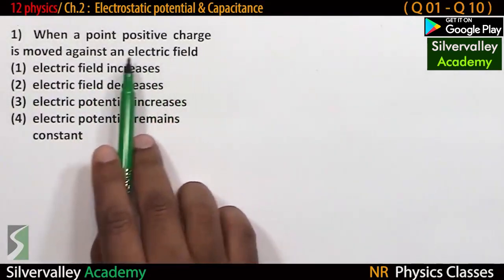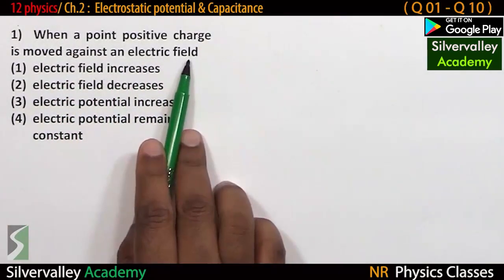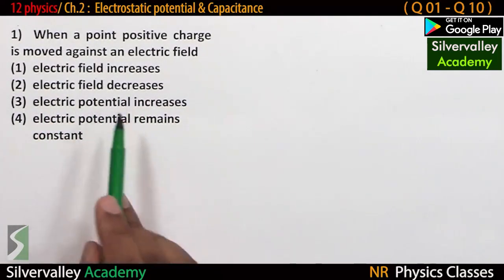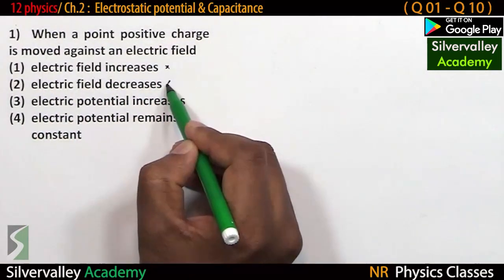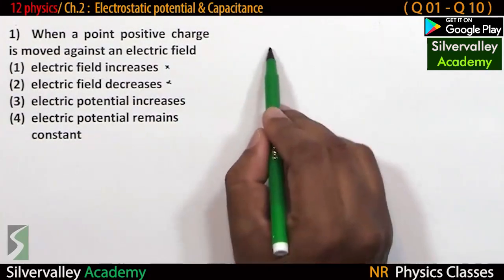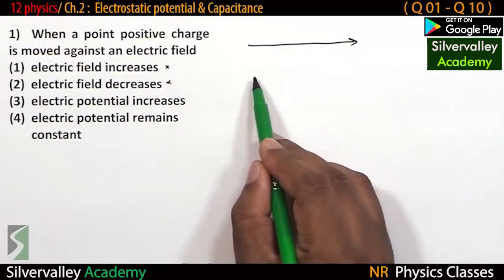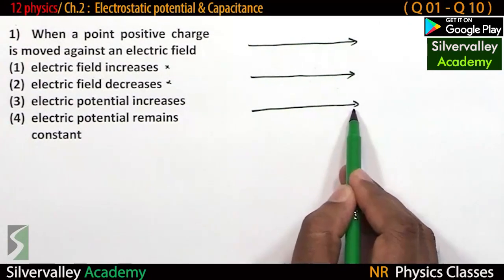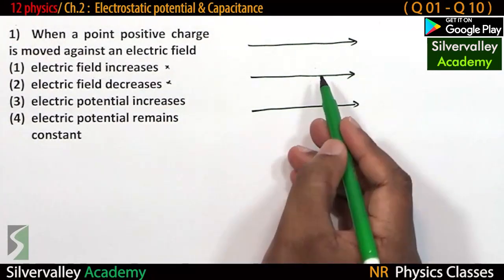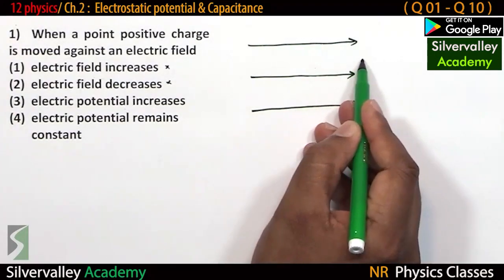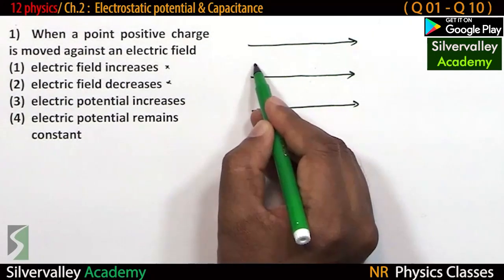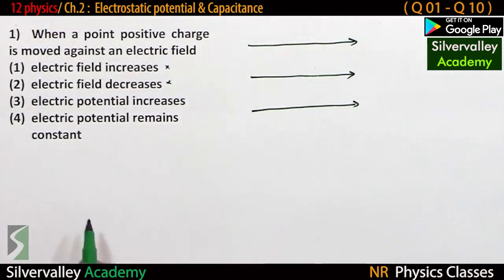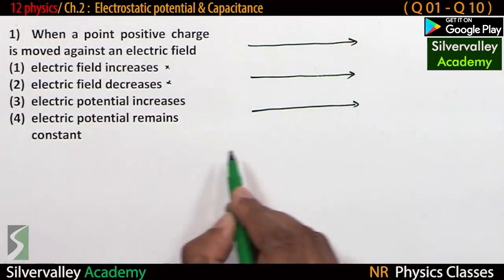When a positive point charge is moved against an electric field, the potential increases and the electric field decreases. These two we can't decide. If this represents a uniform electric field, whether we move in the direction of the electric field or against it, we cannot decide these two. Okay. Now come to electric potential.